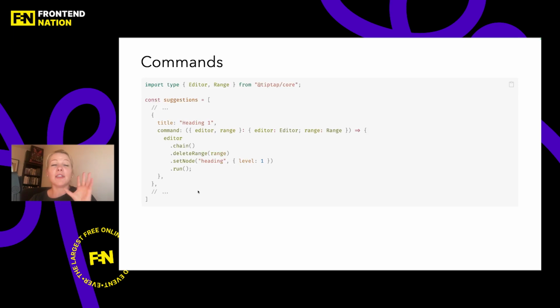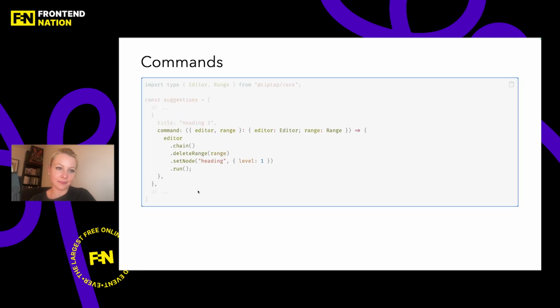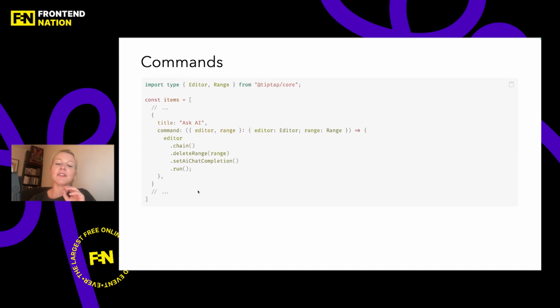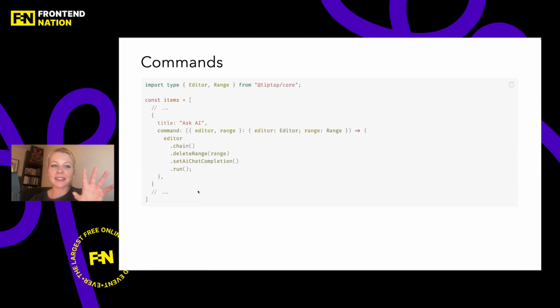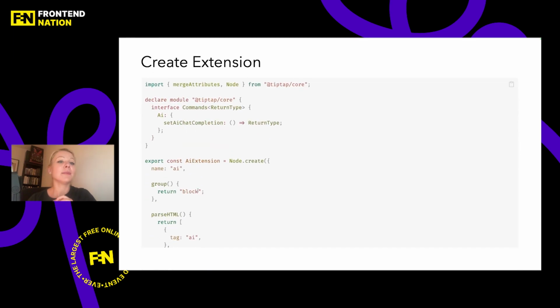This is very Tiptap specific, no other custom AI stuff yet, which we have now on this slide. And there's actually not much different on these 2 slides, other than the title is now Ask AI, and we have the function setAIChatCompletion, which is not coming from Tiptap. So where does it actually come from? It comes from this file.